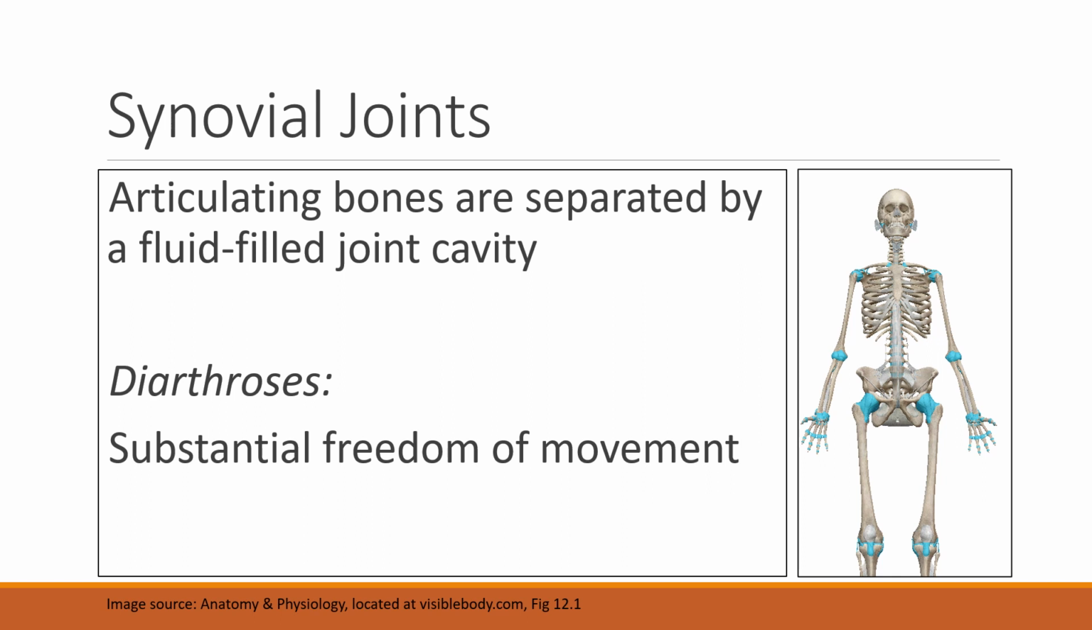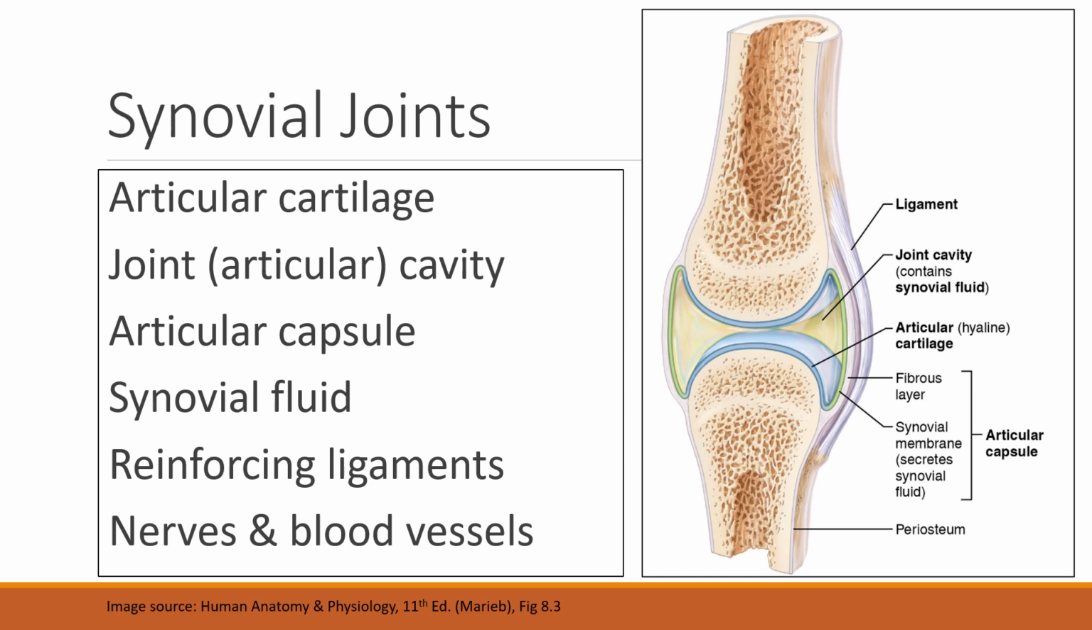In the previous lesson, we talked about how you can have a diarthrosis, which is a joint that has substantial freedom of movement, and these are typically synovial joints. Synovial joints are articulating bones that are separated by a fluid-filled joint cavity. Here are some examples: your elbow, your shoulder, your wrist, your fingers, your hip, your knee. These are all synovial joints. There is a more extensive discussion about synovial joints in the lab portion.